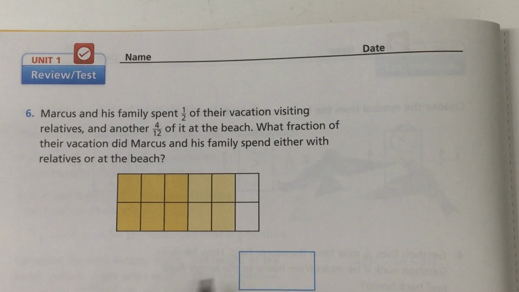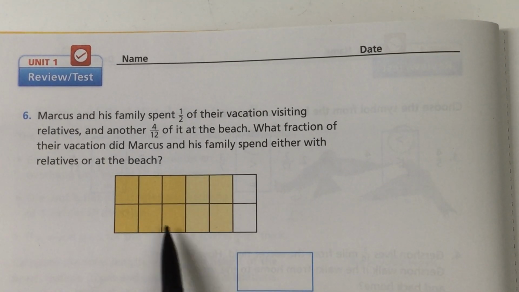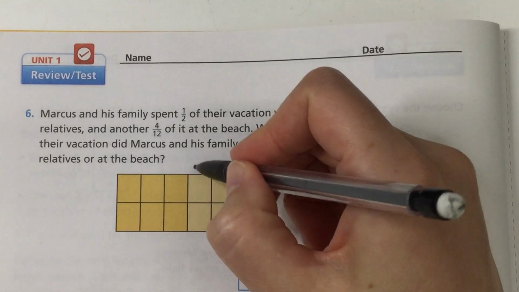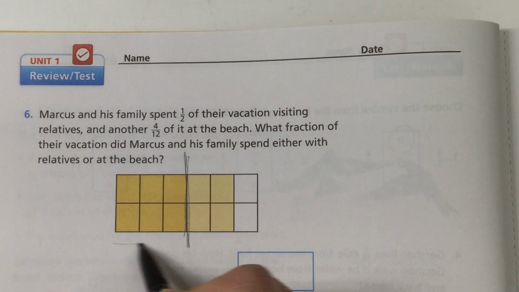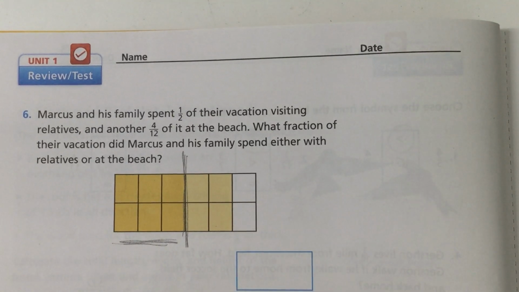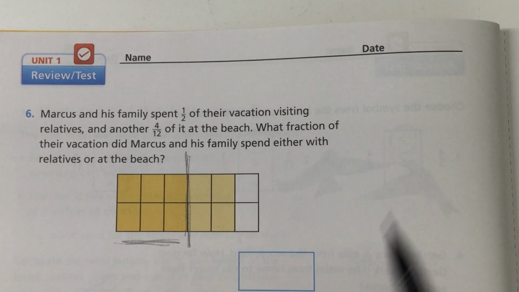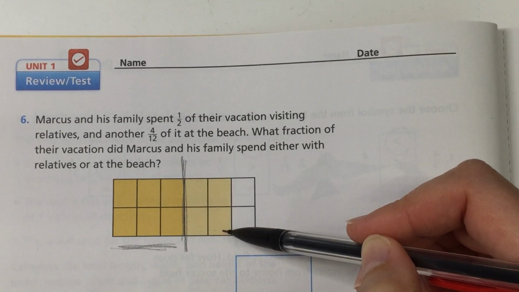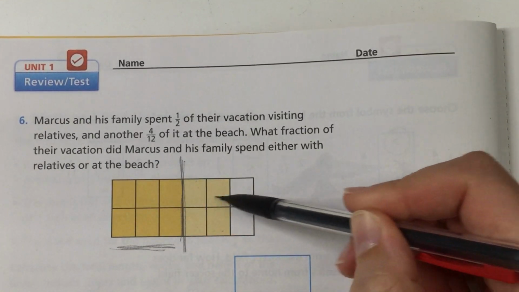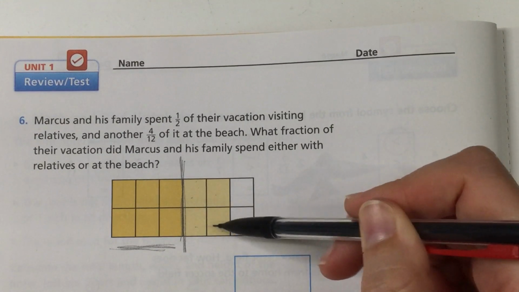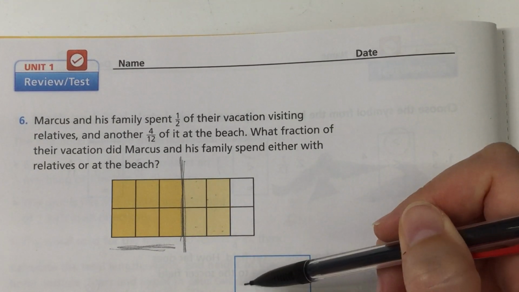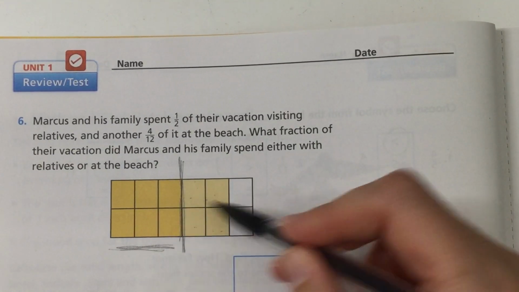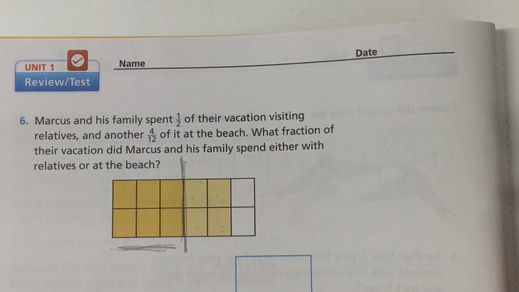I really like this model, although they could have done a better job with the coloring of these. You can see that the dark yellow is showing 1/2, so we could even draw a line there. So all of this side is 1/2, so that is the visiting of relatives, and then 4/12 is shown here. So you can see that all together this is divided into 12 sections. 1, 2, 3, 4 of them are showing this 4/12. What fraction did they spend in yellow either way? So dark yellow or light yellow.